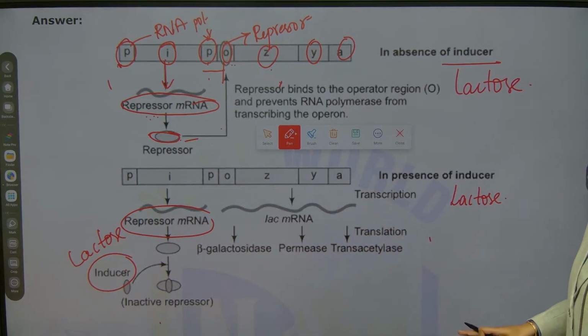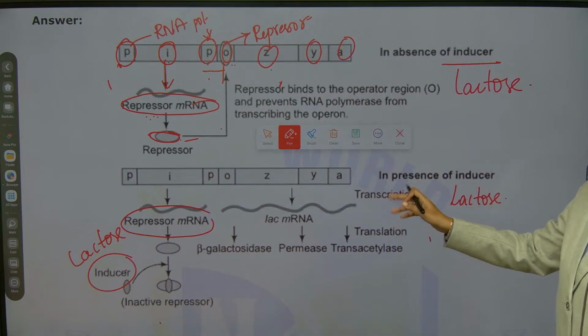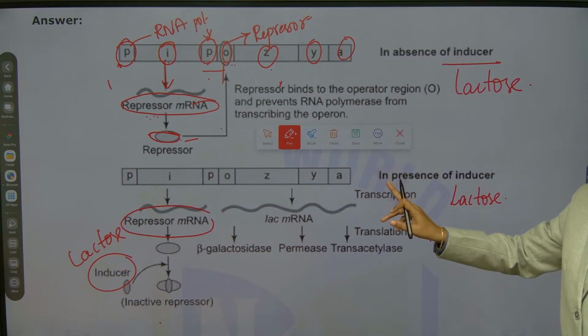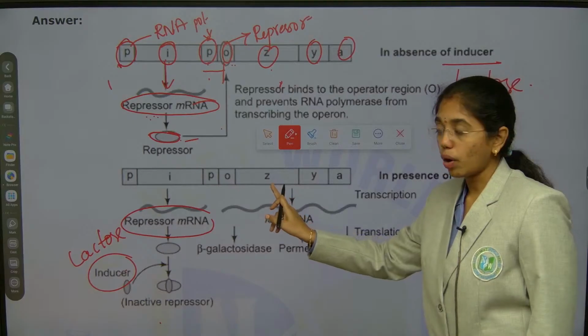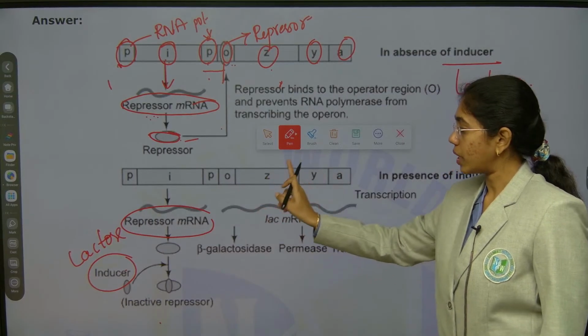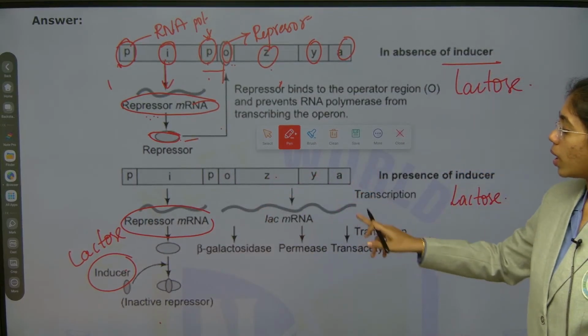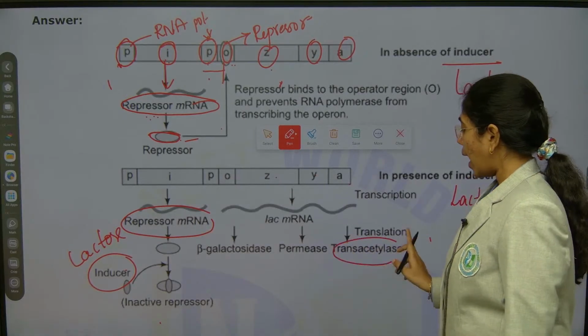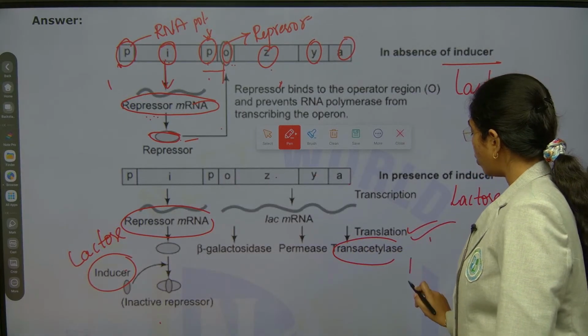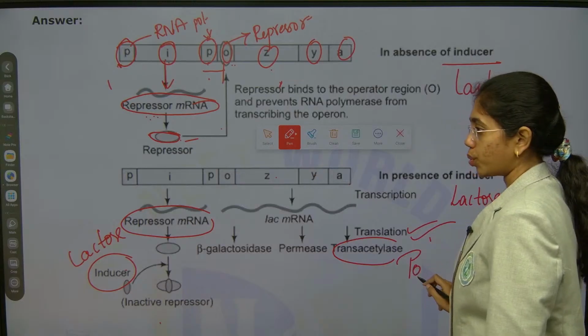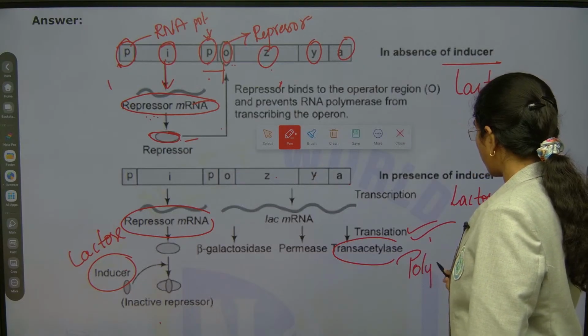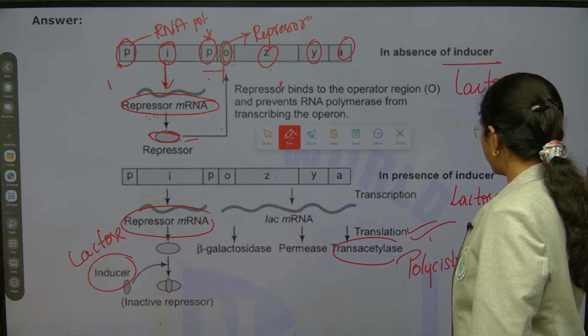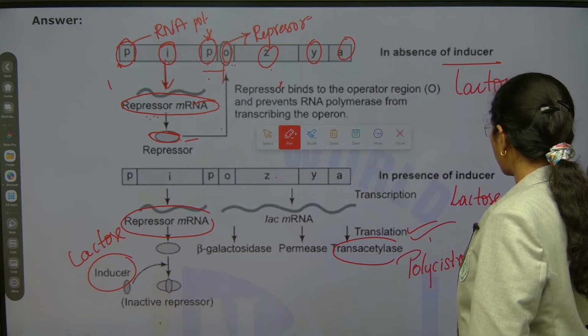So, we have promoter, and lastly you can include terminator also, but in between you have to give out 3 different structural genes like Z, Y, A. What is it coding for exactly? And after translation this will give out polycistronic expression.